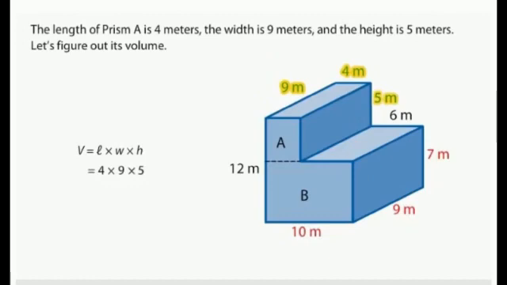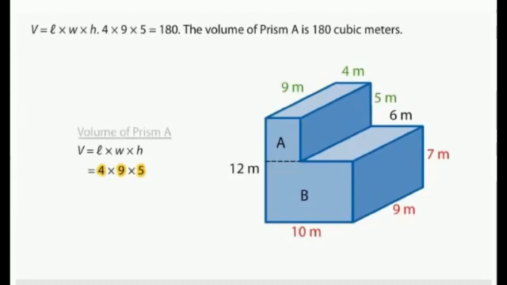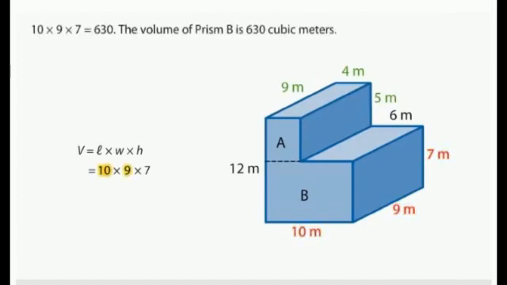Let's figure out its volume. Volume equals length times width times height. 4 times 9 times 5 equals 180. The volume of prism A is 180 cubic meters. The length of prism B is 10 meters, the width is 9 meters, and the height is 7 meters. Let's figure out its volume. 10 times 9 times 7 equals 630. The volume of prism B is 630 cubic meters.